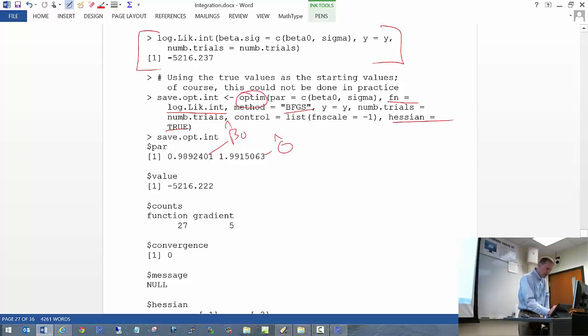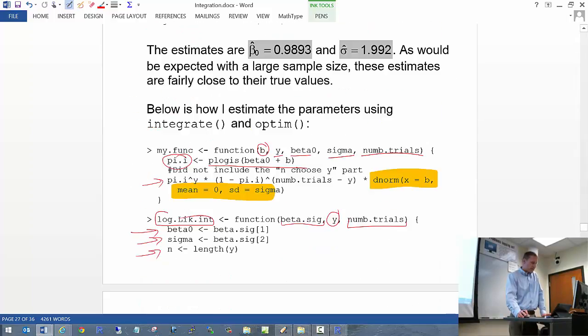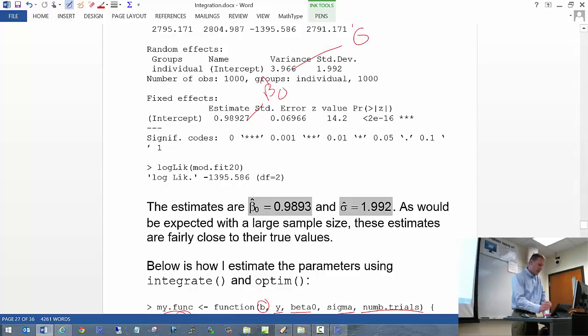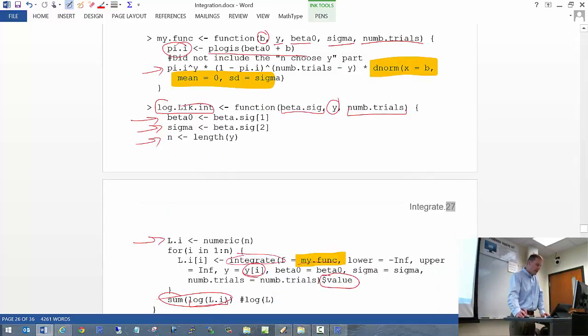Notice the value here, negative 5216.22, which is very close to what the true value is. Now note that the glmer function gives me a log likelihood function value as well. And the best that I can figure out is that basically some constants are lost, because the constants are often not necessary, and so that's why they don't match up.